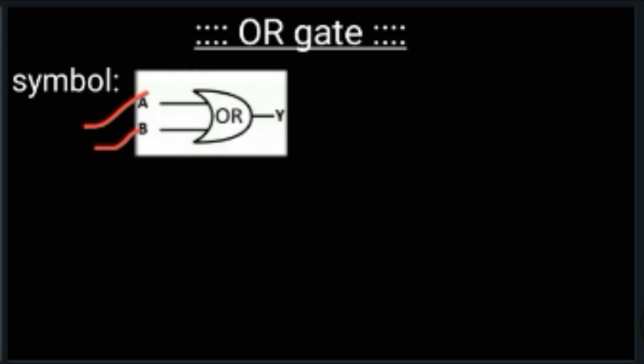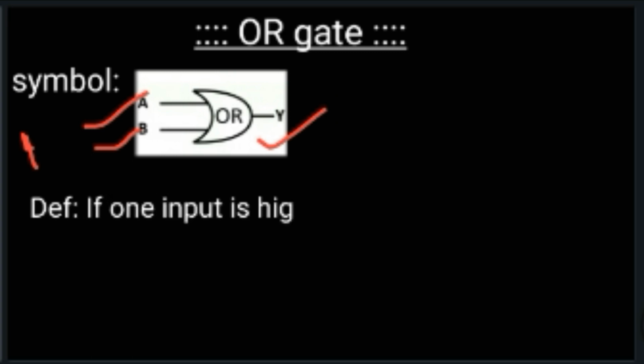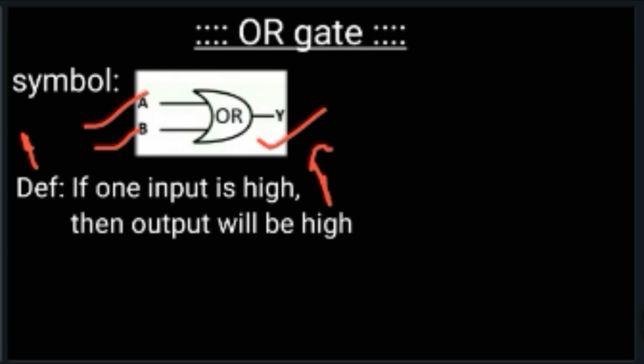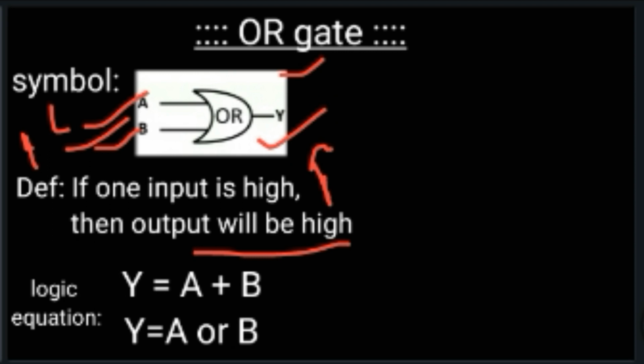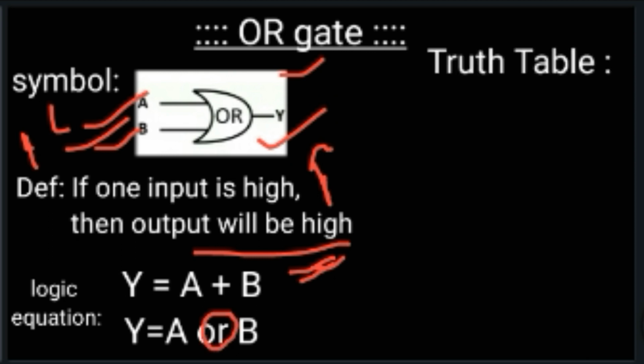Let's come to the OR gate. Its symbol looks like this, where a and b are two inputs and y is the output. Input can be more than 2, but output should be 1. And its definition says, if one input is high then output will be high. That means if either a or b input is high then output will be high. Then the logic operation says y equals a plus b. Simply, plus is for the OR operation. Next, the truth table.